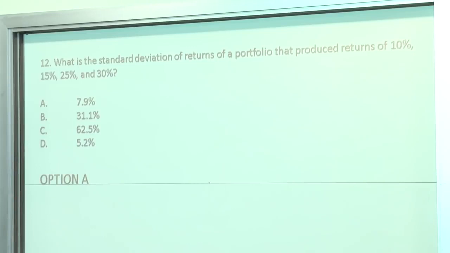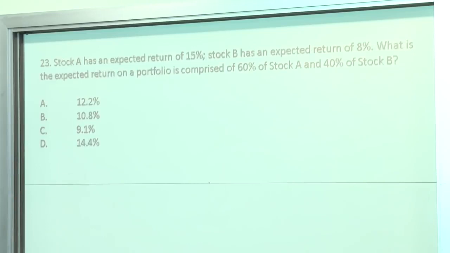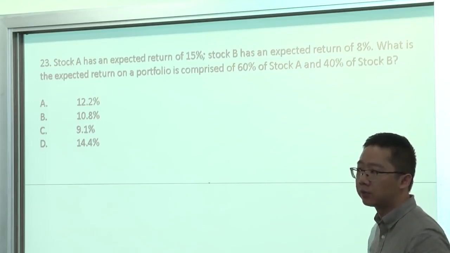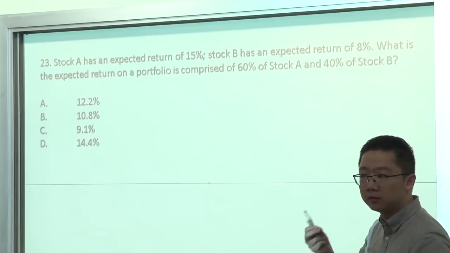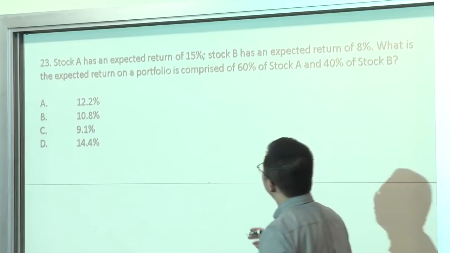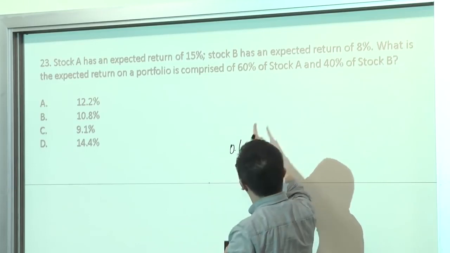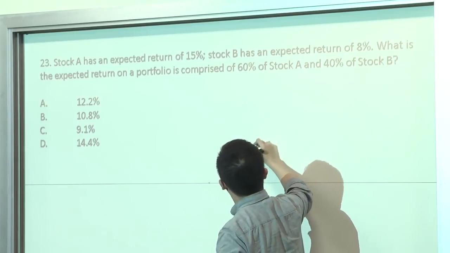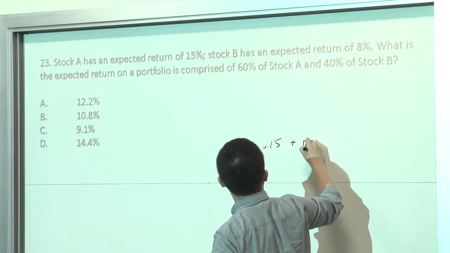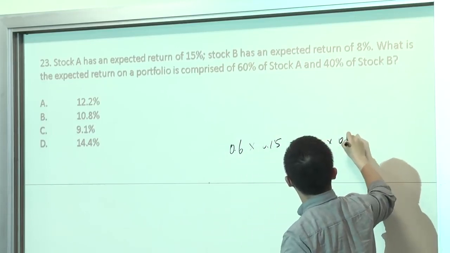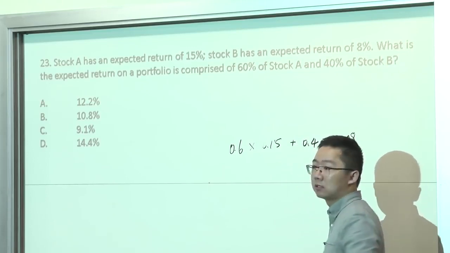Answer A. Okay, stock A has an expected return of 15%, and stock B has an expected return of 8%. What is the expected return on the portfolio, which is comprised of 60% of stock A and 40% of stock B? The portfolio return is just the weighted average return of all the assets in the portfolio, weighted by their proportion or weight, right? So the expected return of the portfolio is just 60% weight on stock A multiplied by stock A's return plus the weight on stock B multiplied by stock B's return, 8%. Okay, just that.